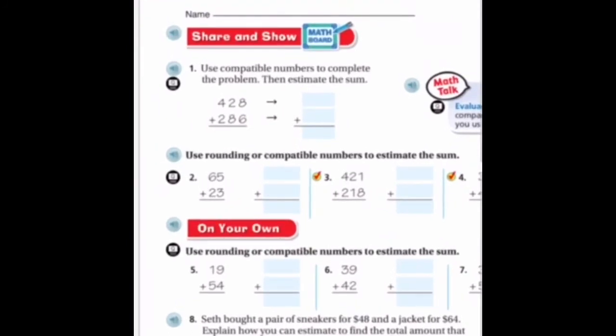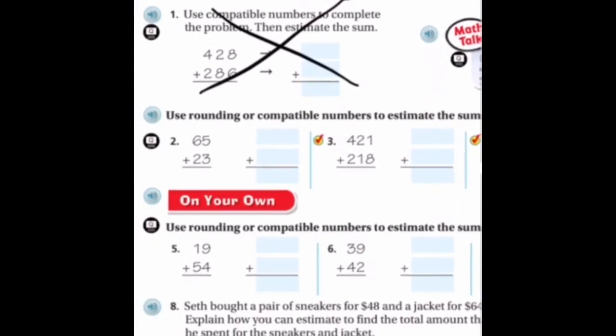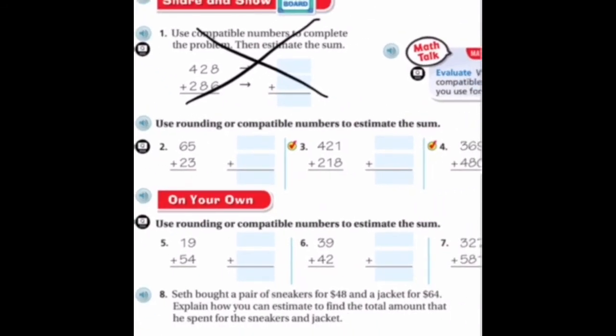And we're going to cross off this first one. And then on 2, 3, and 4, for share and show, it says use rounding or compatible numbers. We're not going to use compatible numbers to estimate the sum. So just use rounding on share and show on 2 and 3 and 4. So here's how this is going to work, boys and girls. What I'm going to have you do today is pause the video to do 2 and 3 and 4 here on your own.